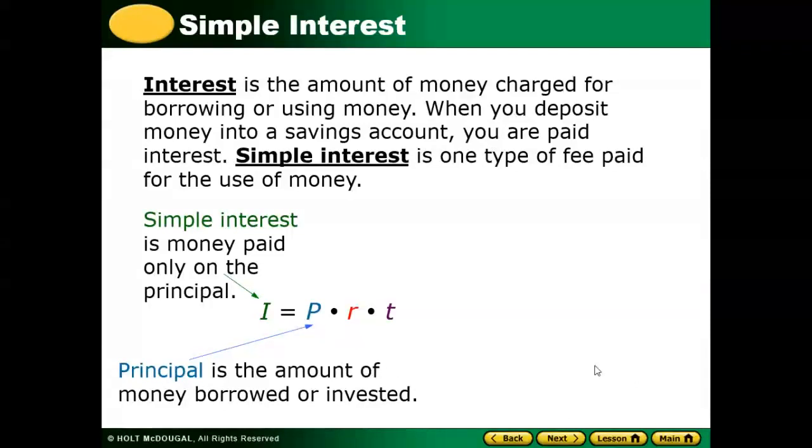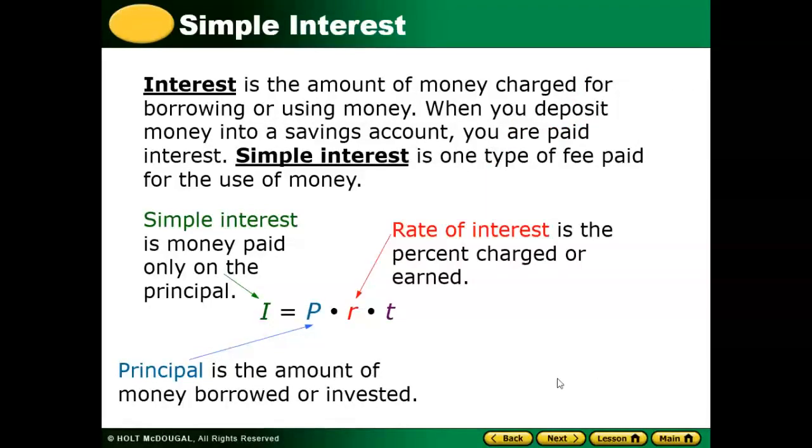I don't know why this isn't working now. Rate, so R in this equation is known as the rate of interest, and it's the percent charged or earned. Rate is always given in a percent, but when we're using it to calculate in these formulas, we have to convert it to a decimal. So we're just going to simply divide by 100 in each of those questions. Rate always has to be in decimal form, not in percentage.